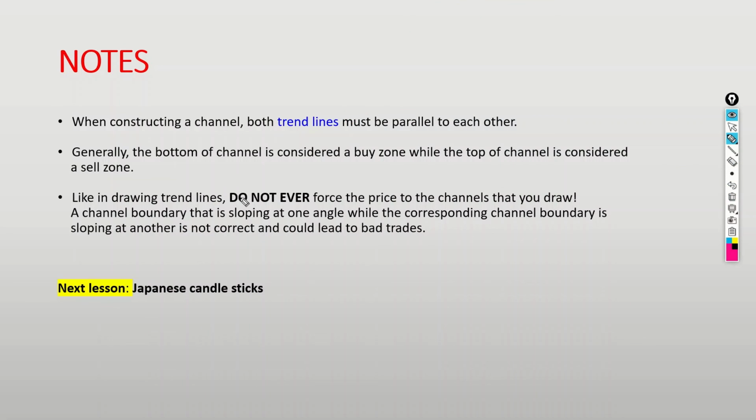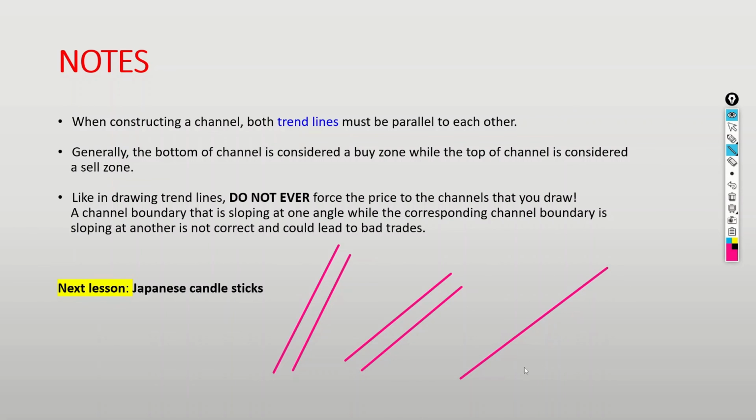So like drawing trend lines, do not ever force the price to the channels that you draw. A channel boundary that is sloping at an angle while the corresponding channel boundary is sloping at another one is not correct and could lead to bad trades. That's why we do not force them. Another thing to note before we close up, the steeper the channel, the less reliable it is. So this one is less reliable, but this one is more reliable. The less steep the channel is, the better.